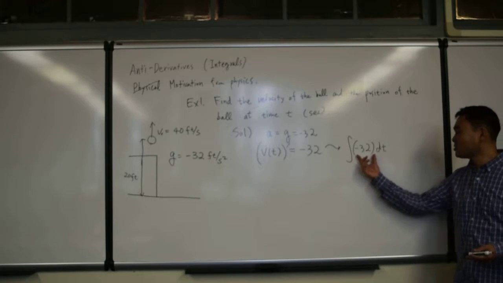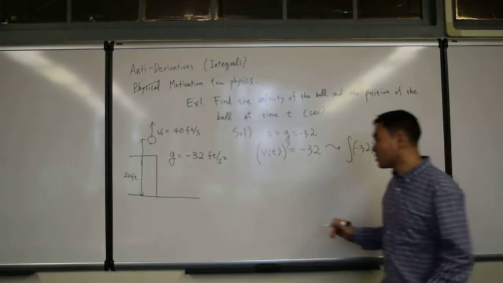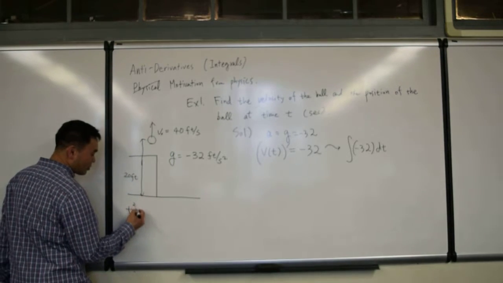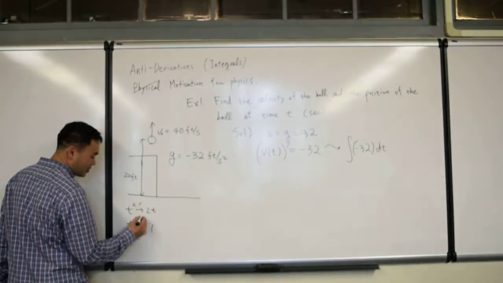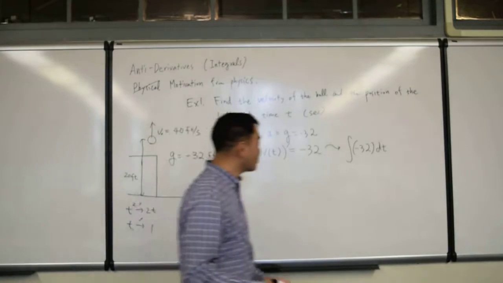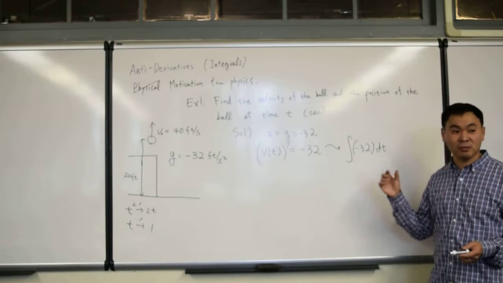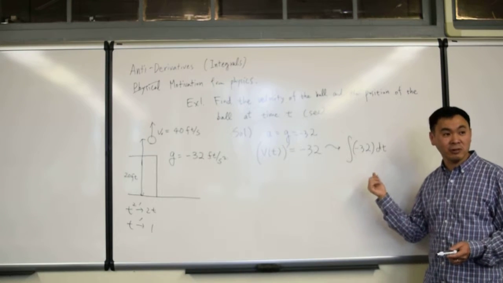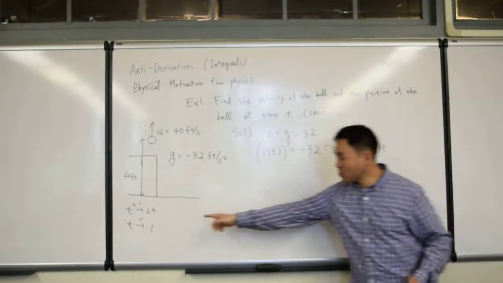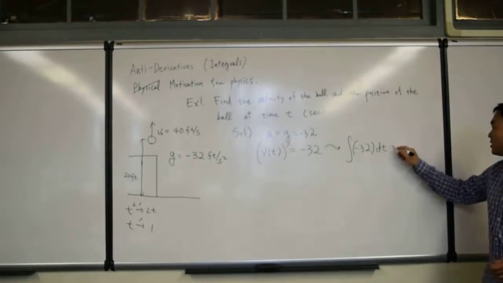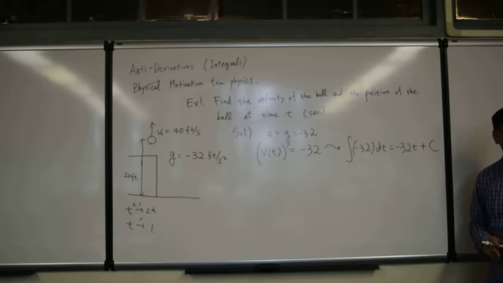But what is this really? What differentiates to negative 32? Let's just think about this. t squared differentiates to 2t, and t differentiates to 1. So if you think about negative 32 as negative 32 times 1, and think that 1 is the one that got differentiated, and negative 32 was just some constant multiple, then if you integrate the 1 that's attached to it, we're doing the opposite of this. So you'll be getting negative 32t, and then you have to put a plus c because of the integration constant.